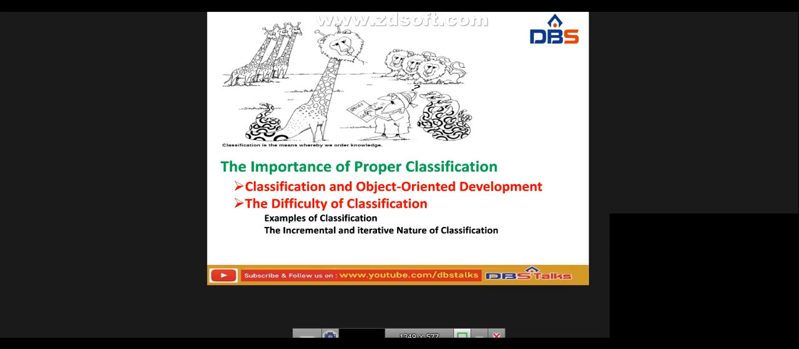Here, classification is a means whereby we order knowledge. So where we order the particular knowledge, we can identify the particular systems. How can we classify the particular system? How can the object be defined in the particular classifications? This is the diagram of classification as the means whereby we order knowledge. It is one of the classification diagrams. Okay, next.